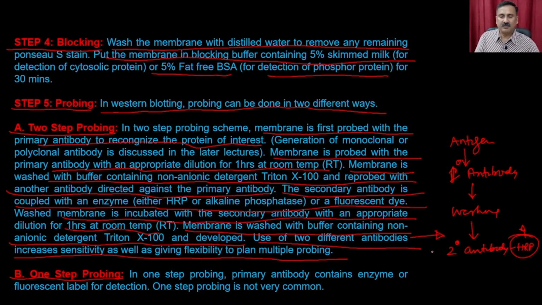Why do we do 2-step probing? Because the 2-step probing increases the sensitivity. In a 1-step probing, you can add the primary antibody which contains the enzyme, or you can use the fluorescent label for detection. 1-step probing is not very common. 2-step probing is very common.